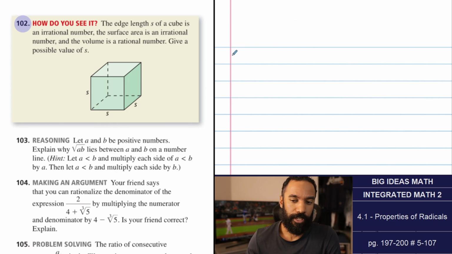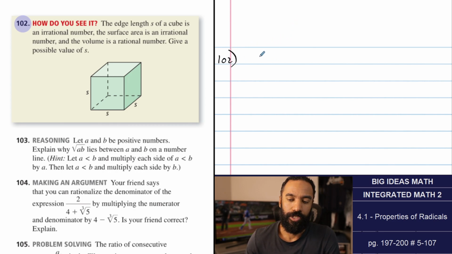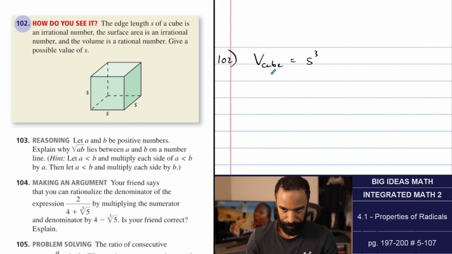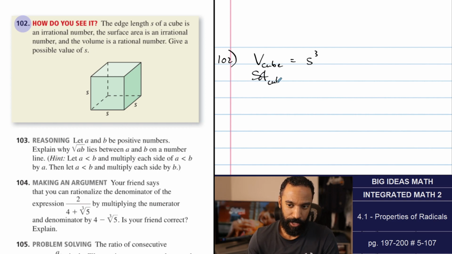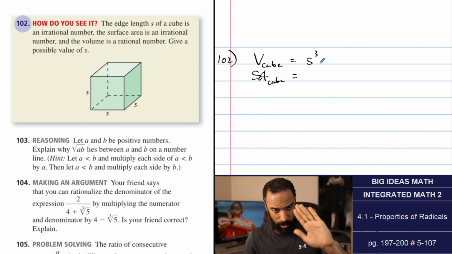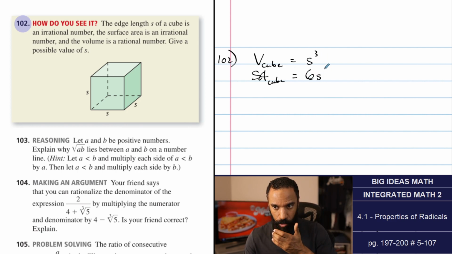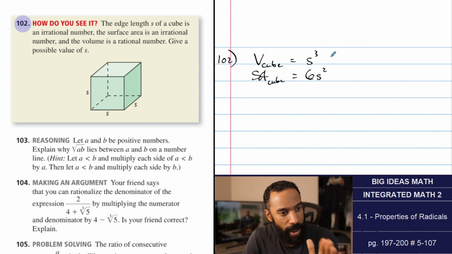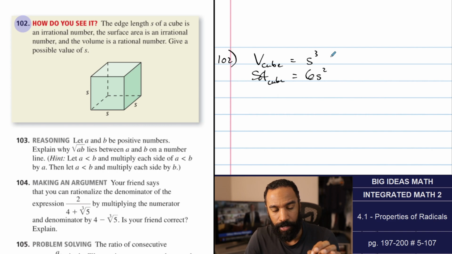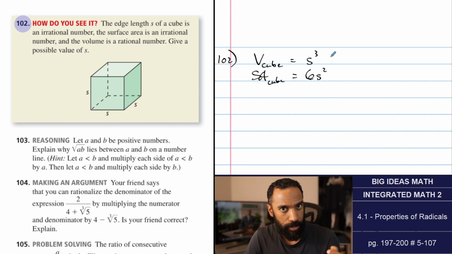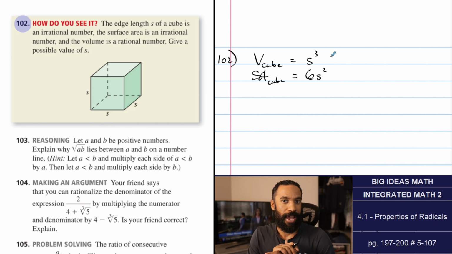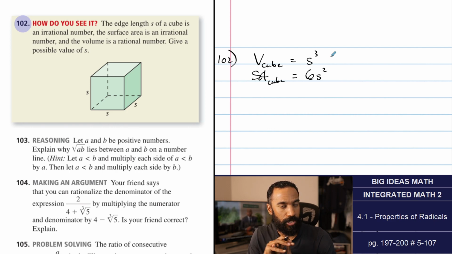Okay, surface area of a cube, so 102. All right, so volume of a cube is S cubed. Surface area of a cube, there's 6 faces with S squared on them. So we want the volume to be rational, and we want the surface area to remain irrational. When we cube something, it rationalizes. Prior to that, it's not.